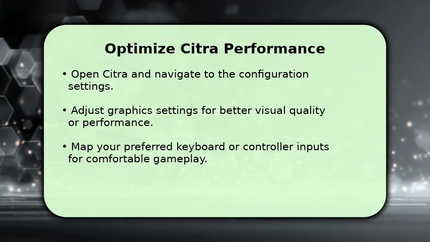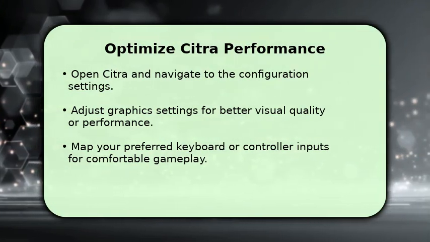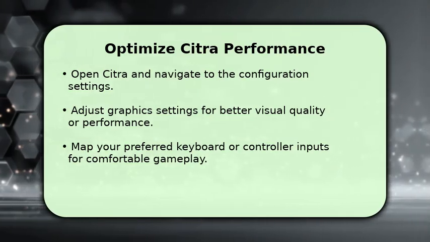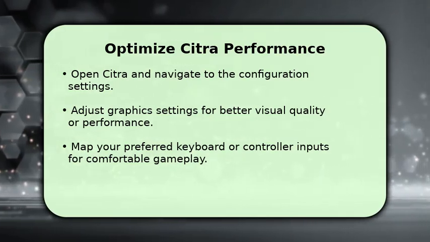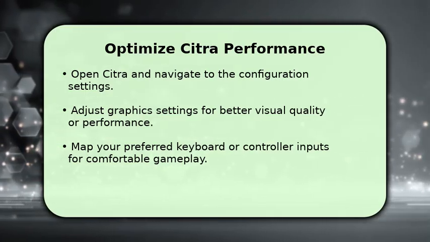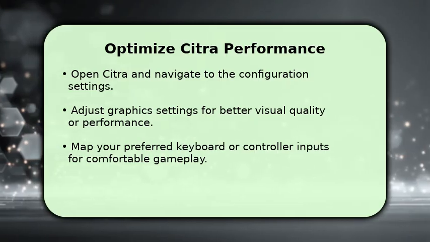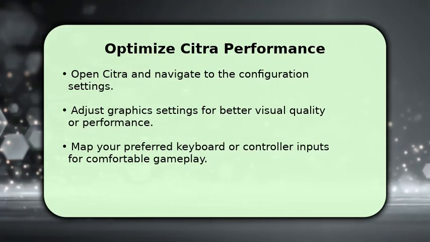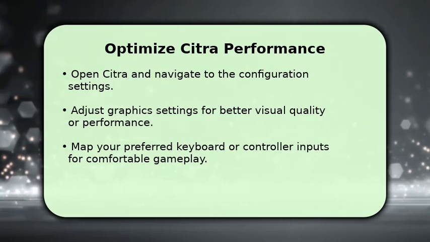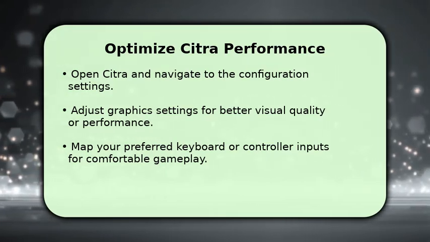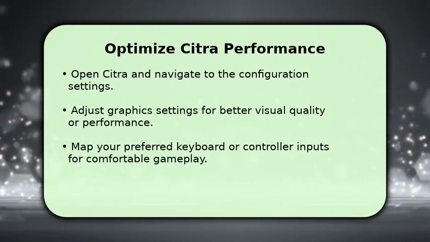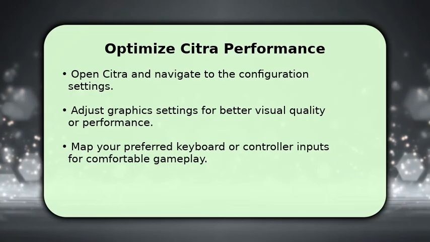Now, let's fine-tune Citra for the best experience. Launch the emulator and dive into the configuration settings. Here, you can tweak various options, like graphics, to balance visual fidelity with smooth performance. For example, you might increase the internal resolution for sharper visuals. Don't forget to set up your controls. Whether you prefer a keyboard or a gamepad, mapping your inputs ensures a comfortable and responsive gaming session. Experiment a bit to find what works best for you.